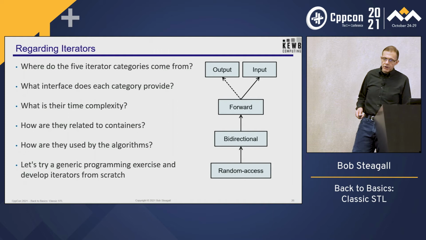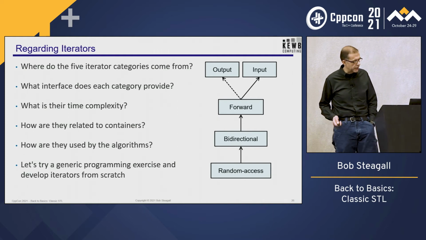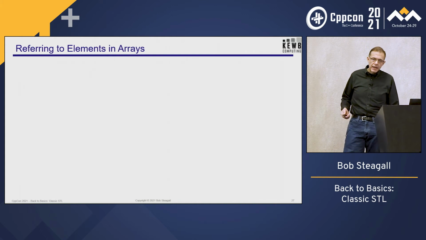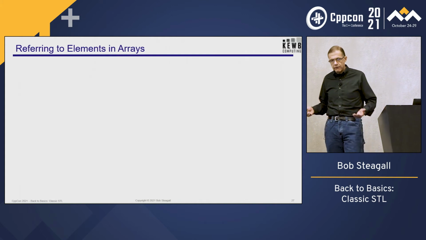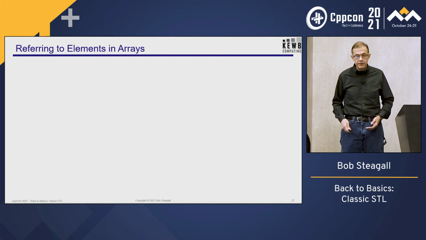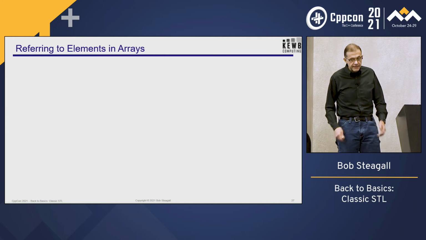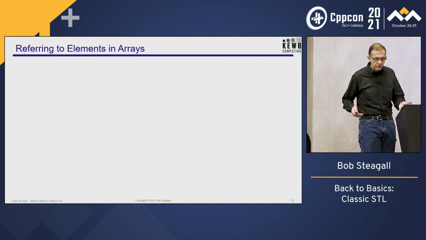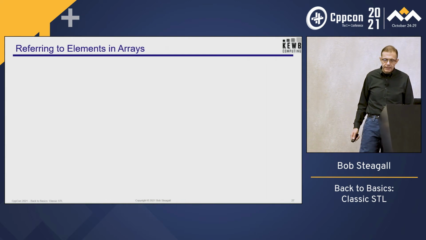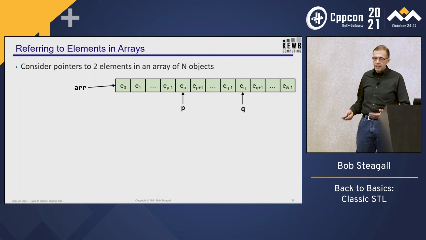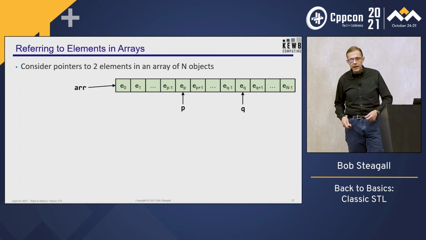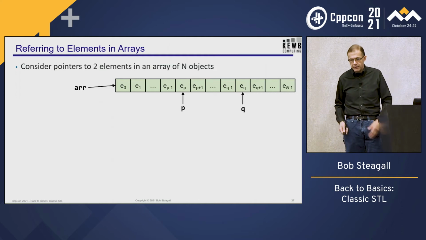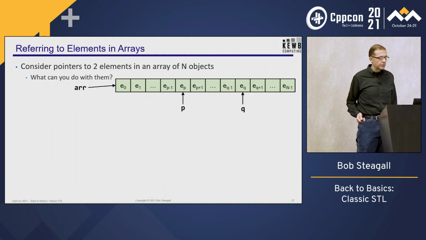So let's try a generic programming exercise and develop iterators from scratch. Let's go back to the early 80s and think about what programmers had available to themselves at the time, right? They didn't have templates. They had C. So let's think in terms of C and the C facilities that were available in the mid and late 80s. So let's think about referring to elements in an array. Suppose you have an array and consider you have pointers to 2 elements in an array of n objects, right? What can you do with those pointers?